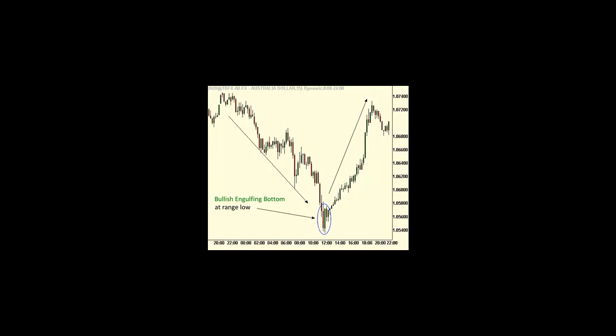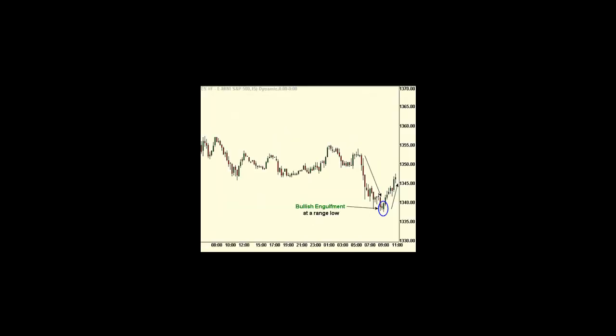Here's an example of a bullish forex engulfment reversal after a steep decline at a range low. Amazing how this pattern targets reversals when found at range lows. Here's an example of another bullish index futures engulfment reversal after a run to the downside at a range low.